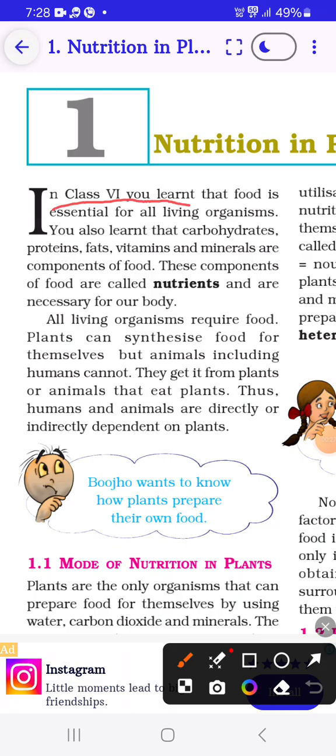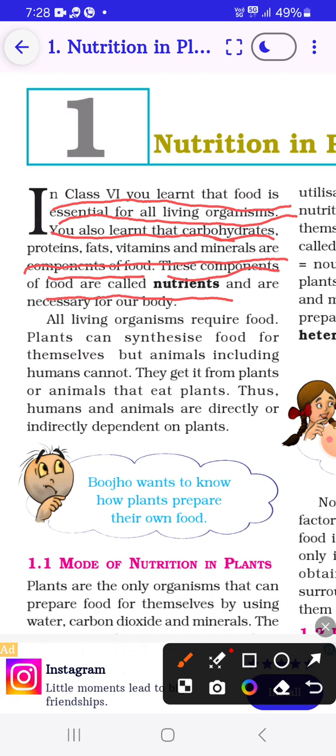In class 6, you learned that food is essential for all living organisms. You also learned that carbohydrates, proteins, fats, vitamins and minerals are components of foods. What are the components of foods? Carbohydrates, proteins, fats, vitamins and minerals are components of foods. These components of food are called nutrients and are necessary for our body.